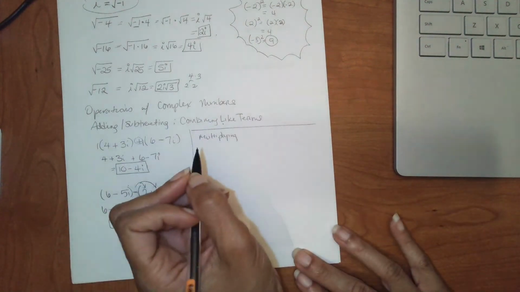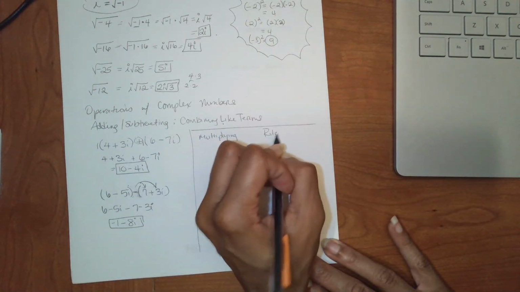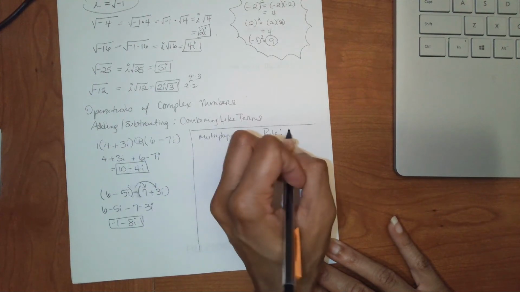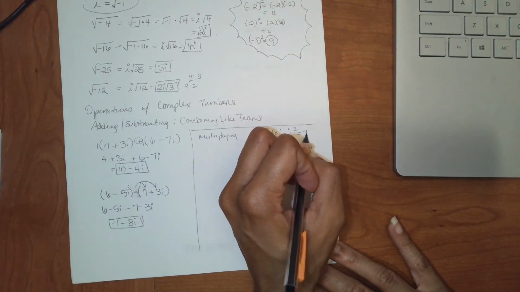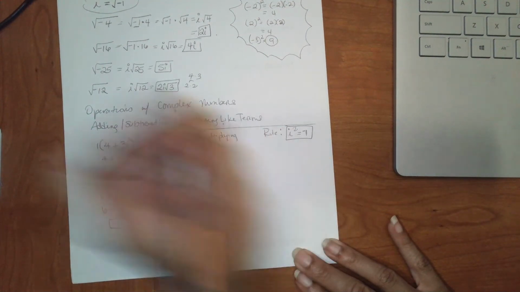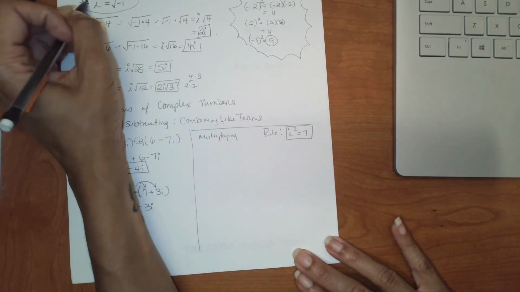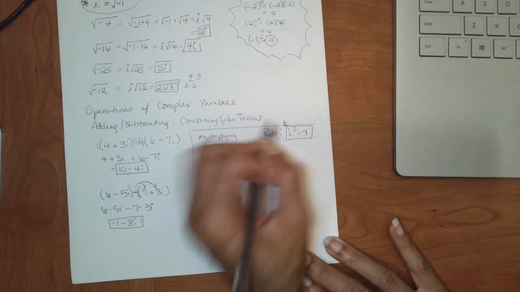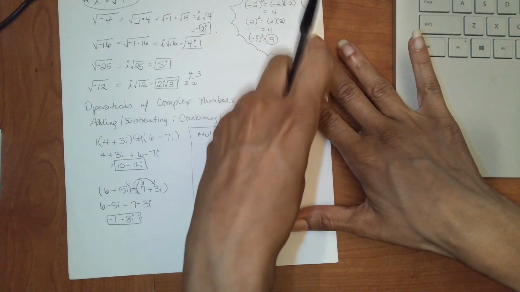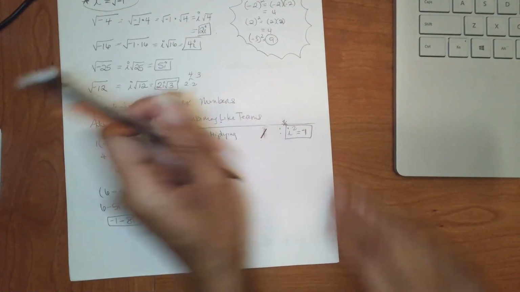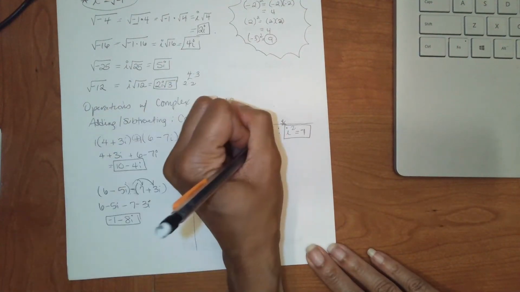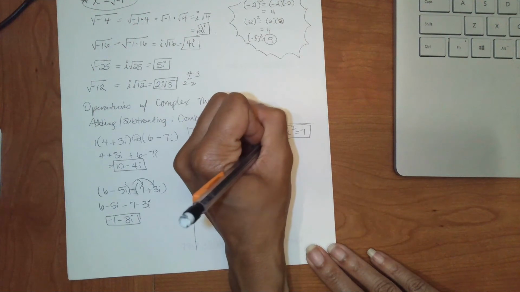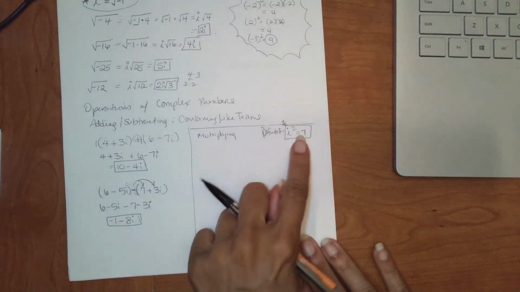But the rule we need to know for multiplying is the idea of i squared being equal to a -1. So in addition to the definition of i, you need the definition of i squared. I call it a rule, but it's really like a definition. i squared is equal to -1.